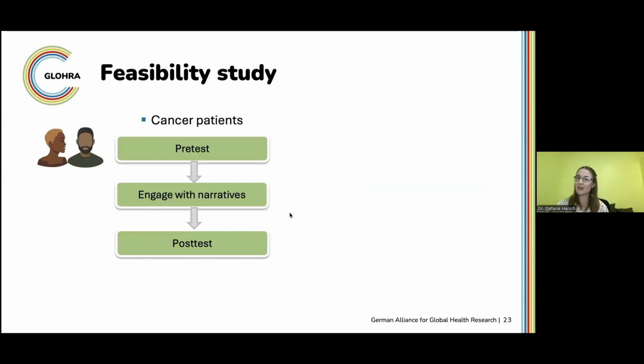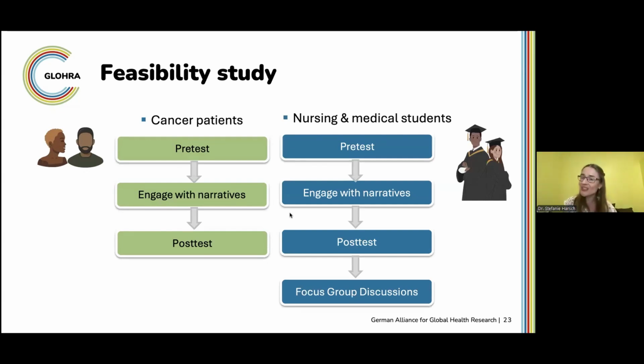But besides the cancer patients, our cancer survivors always said, please also inform the nursing and medical students or the healthcare professionals, because they need to know what we encounter so that they are better prepared when they meet a cancer patient and they are showing more empathy and care. We said, let's try it in collaboration with 3 universities in and around Nairobi in Kenya. We could address the third year nursing students, medical students, and could also do a pre-test, engage with narrative posters and focus group discussions.